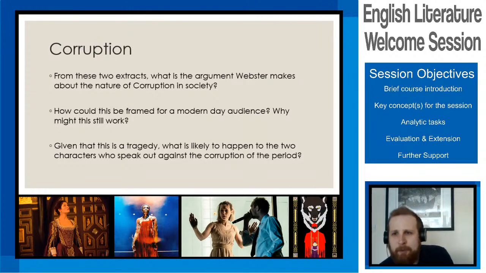How could this be framed? If you were putting on a production of this play, how would you frame this for a modern day audience? What kind of context and setting would you use? Would you perhaps take it out of its original setting and put it into a more modern one, or not? And finally, given that this is a tragedy, what do you think is likely to happen to the two characters here, Antonio and the Duchess, the protagonists of this tragedy? What do you think is likely to happen to these characters who are speaking out against the corruption of their time?